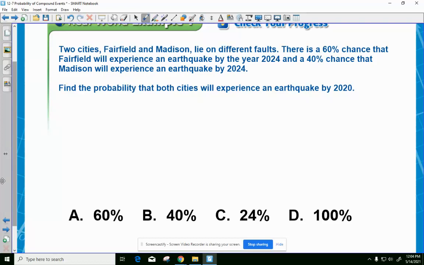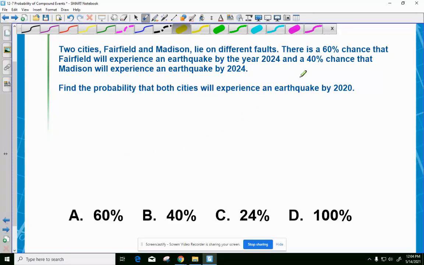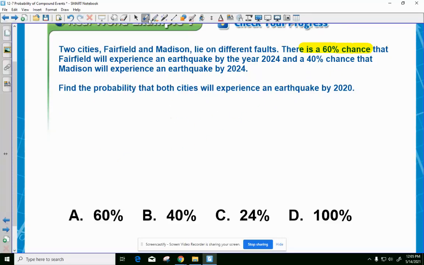Okay. What you got? C? How'd you come up with that? Okay. So the fact that they lie on different fault lines and there's a 60% chance and a 40% chance, I take those two percentages, multiply them together, and get my result. And again, it's two things here. Number one, there's a 60% chance of the first one, and secondly, there's a 40% chance of the second one, and we want to know the probability that it's going to happen in both places.